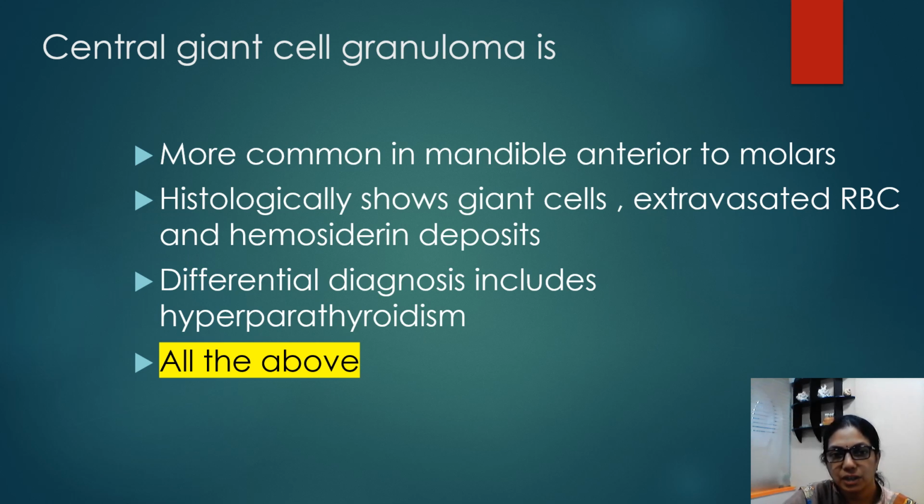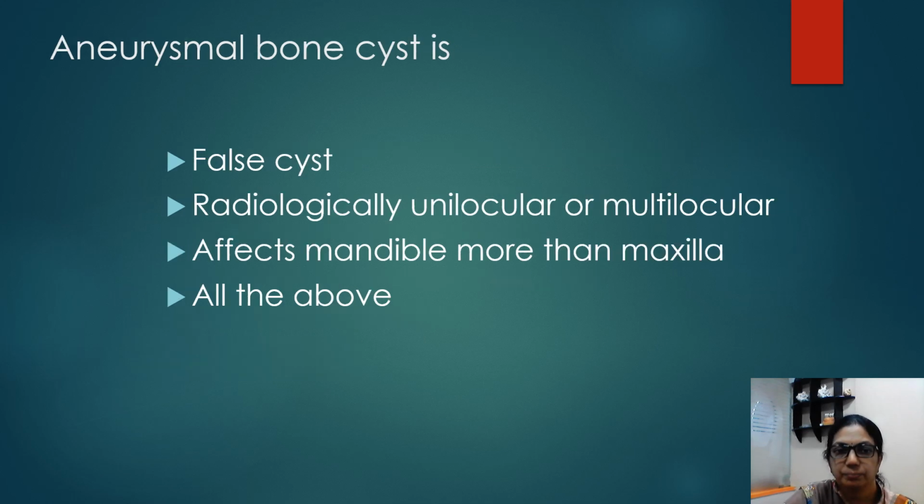Histologically it shows giant cells as the name indicates, and also it shows extravasated RBC and hemosiderin deposits. This is a typical feature and also a differential diagnosis, because clinically and radiologically it appears as a radiolucent lesion and mimics hyperparathyroidism. So the differential diagnosis includes hyperparathyroidism.